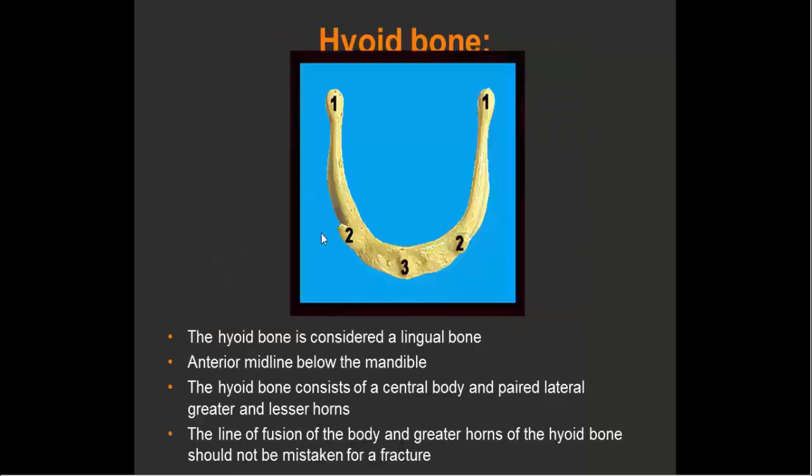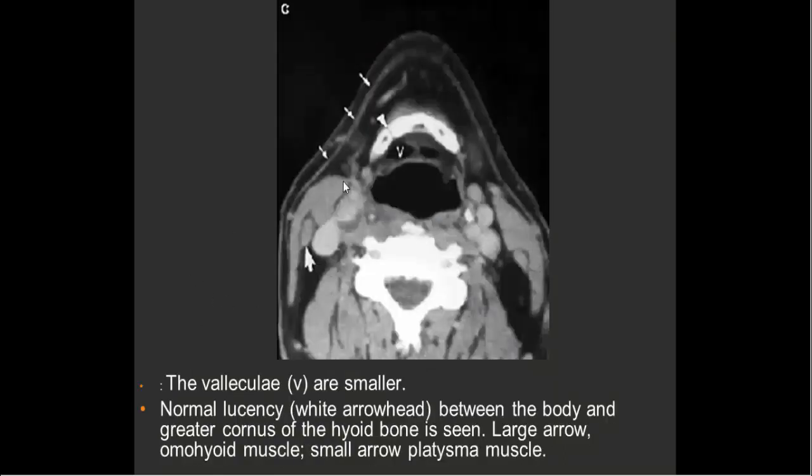This hyoid bone, as we see, is the first landmark of the larynx. A single bone, considered the lingual bone, present below the mandible in the anterior midline. The hyoid bone consists of a central body and paired lateral greater and lesser horns. Fusion line of the body and the greater horn of the hyoid bone should not be mistaken for a fracture. Central body and two horns. As we see, this is the hyoid bone.